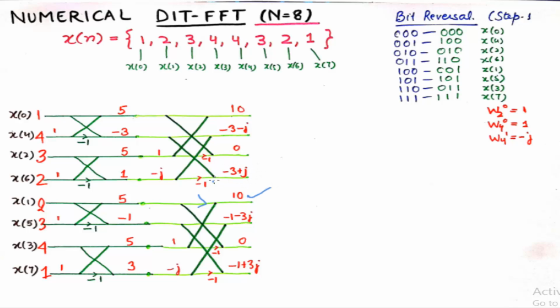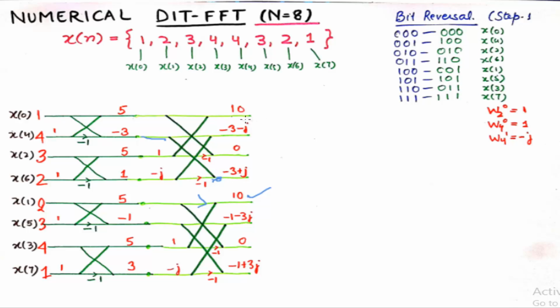Now let's look at this part. The first input is -3, okay, and the second input is 1. So this multiplies with -j, which is the weight, so it becomes -j, and -j again multiplies with -1, which is the multiplier, so it becomes +j again. So when we add these two, we get -3 plus j.